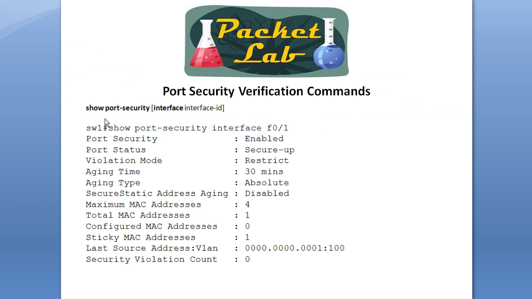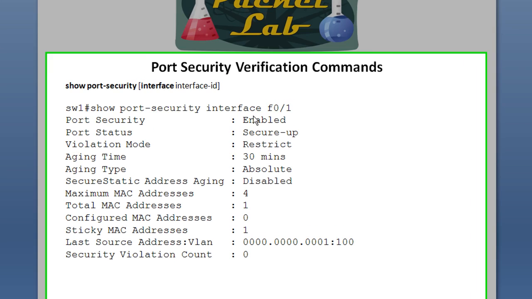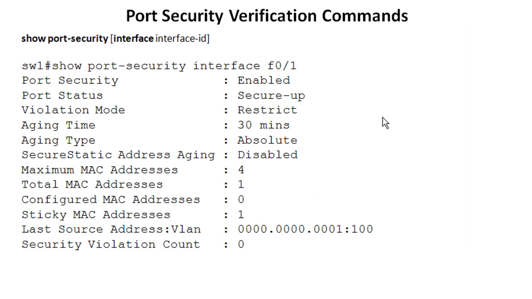Okay, and we've seen this guy quite a few times. This is the show port security interface, then specify an interface. This is really a good command. I mean, know this one for sure because this gives you more detail. It tells you if it's enabled, the port status, the violation mode. You can read these. You don't need me to read these for you.